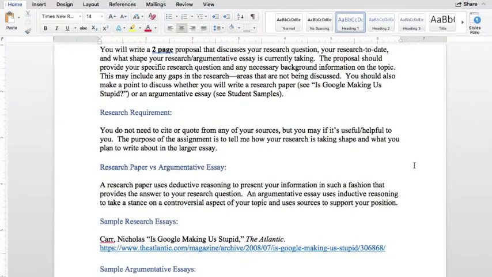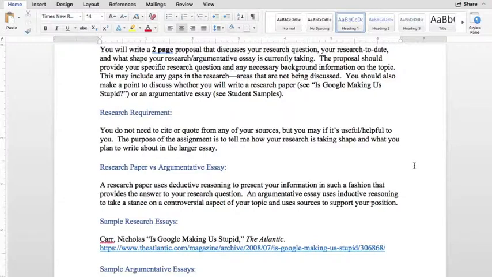For the proposal essay, there's no research requirement. You don't need to cite or quote any of your sources, but you certainly may do so if you find that it's useful. The purpose of the assignment is really just to let me know how your research is taking shape, what you plan to write about in a larger essay, how has the research maybe shaped or formed your opinion on the topic. Have you discovered an answer to this question yet or not? And if so, what do you plan to say about it in the upcoming paper?